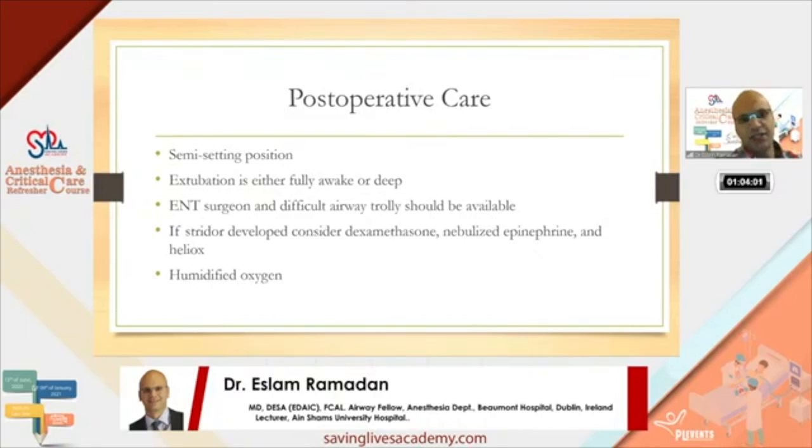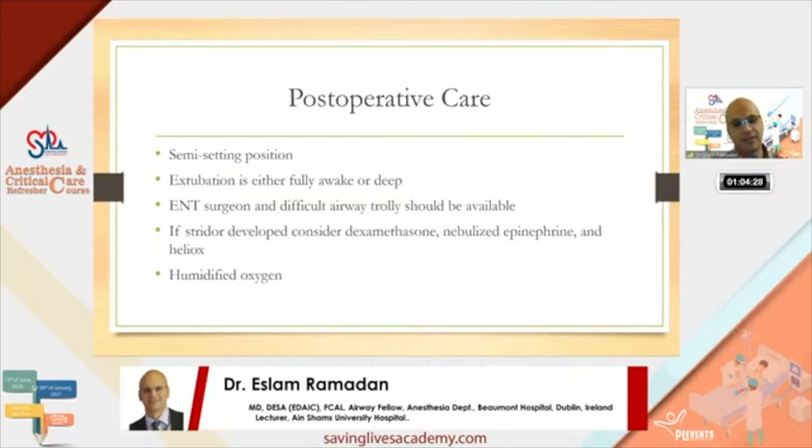If any stridor develops after the surgery, you can treat it with nebulized epinephrine or consider Heliox, or another dose of dexamethasone. You have to give intraoperative dexamethasone to minimize the edema after the surgery. And also, you can put them on humidified oxygen to decrease mucosal irritation and dryness. And you can put them on high flow in the recovery.